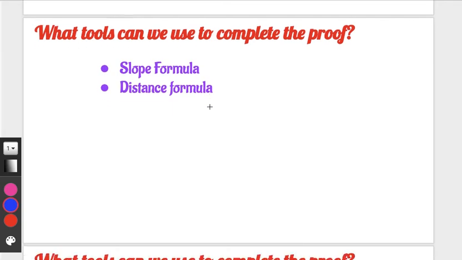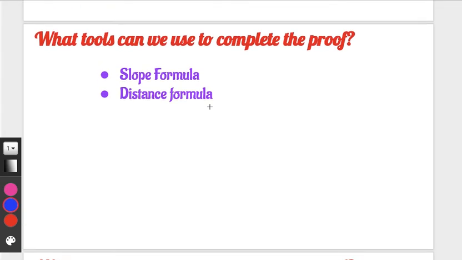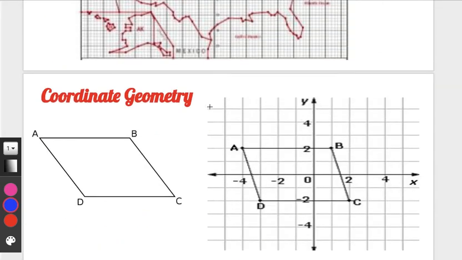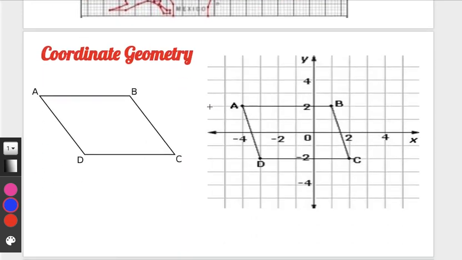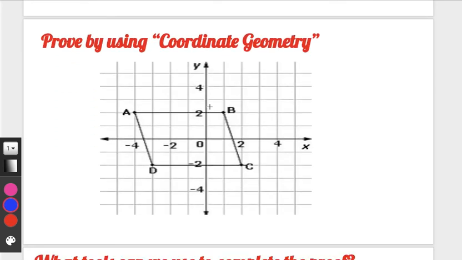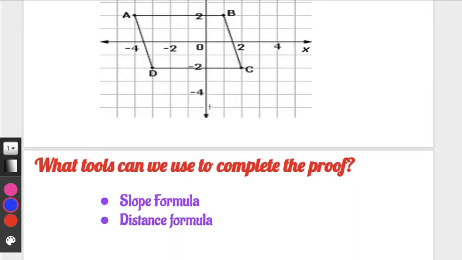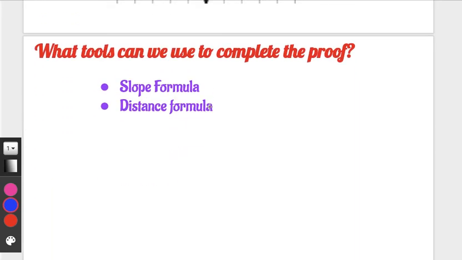So in this video, I just wanted to quickly give you a brief introduction to what coordinate geometry is and what things we are going to use in this topic, in this skill. In the next two videos, we are going to discover the slope formula and the distance formula. We are going to use two videos to introduce how we use these formulas and how we use them to complete the proof.